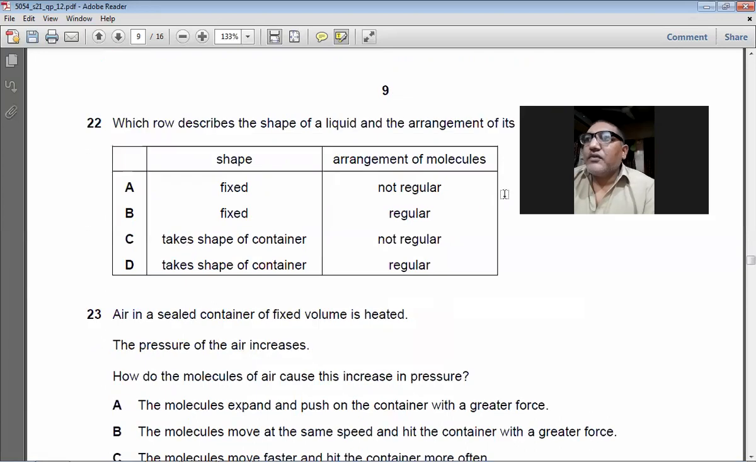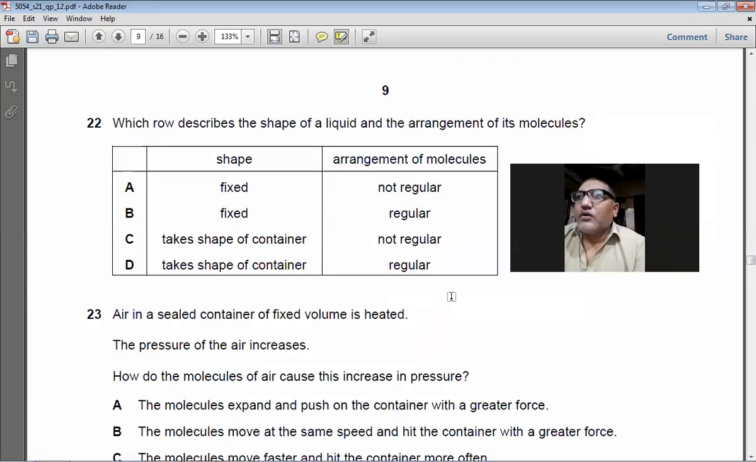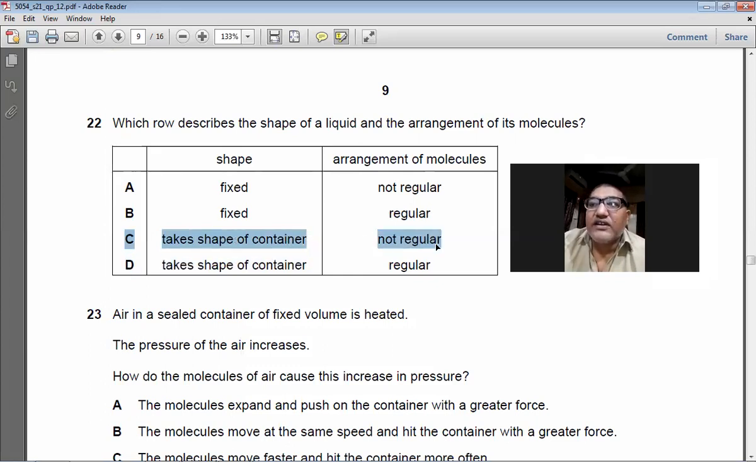Okay, so question number 22 is showing up on your screen. He says, which row describes the shape of a liquid and the arrangement of its molecules? You know the shape of the liquid. Liquid always acquires the shape of the container in which you have put that liquid. So it takes the shape of the container. The arrangement of the molecules is not regular. The molecules in the liquid are not regularly arranged. So I think C is the right option. C takes the shape of the container and the arrangement of the molecules is not regular. So question number 22, sir, C is the right option.